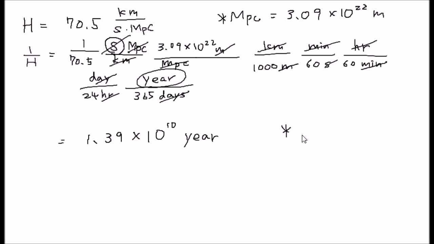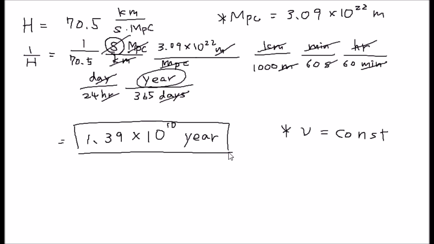Remember that for each distance the velocity is a constant. If we assume this, we're going to have this value. Actually, this is not that accurate, because of what we know about the universe. Of course the universe is expanding, but the expansion of the universe is accelerating. So we cannot use this calculation exactly. But if we assume the recession velocity is constant, then we're going to have this value. This is the idea of getting the age of the universe.